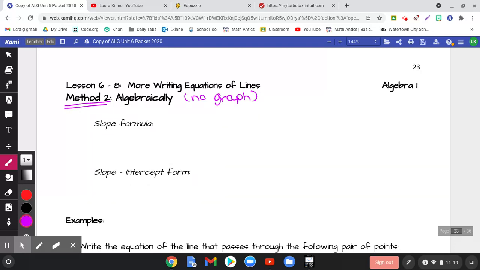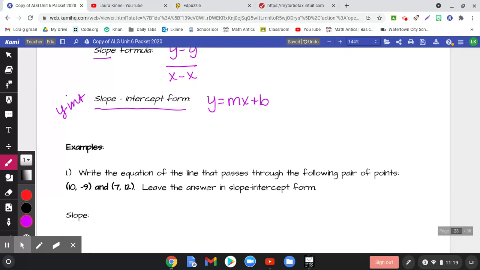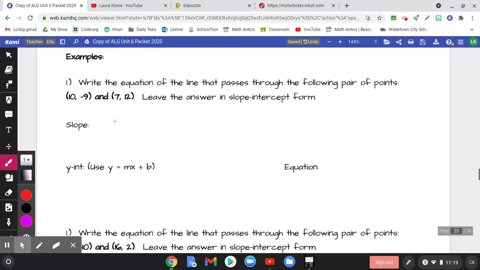So the two things you need to write the equation of a line is you need the slope, which we know the formula is y minus y over x minus x, and then the y-intercept. And to find the y-intercept, we're going to use y equals mx plus b to help us. And again, it's all algebraically. It's a little bit tricky, but I'm just going to show it to you, and then I'm going to show you how you can do the exact same thing much easier in the calculator.